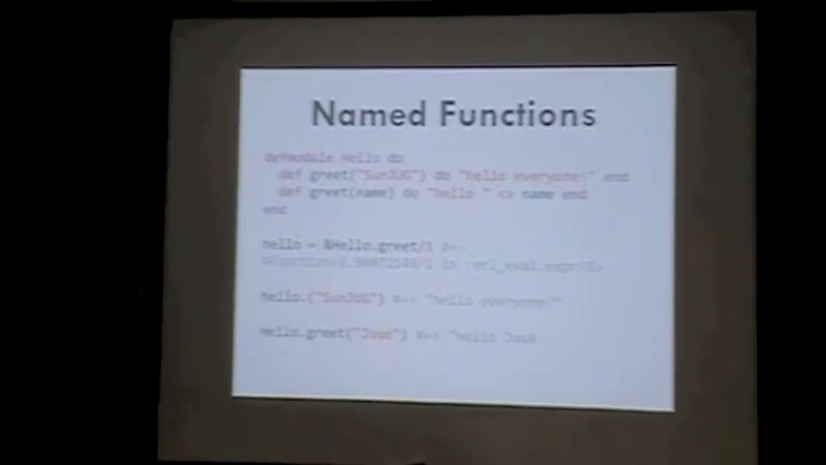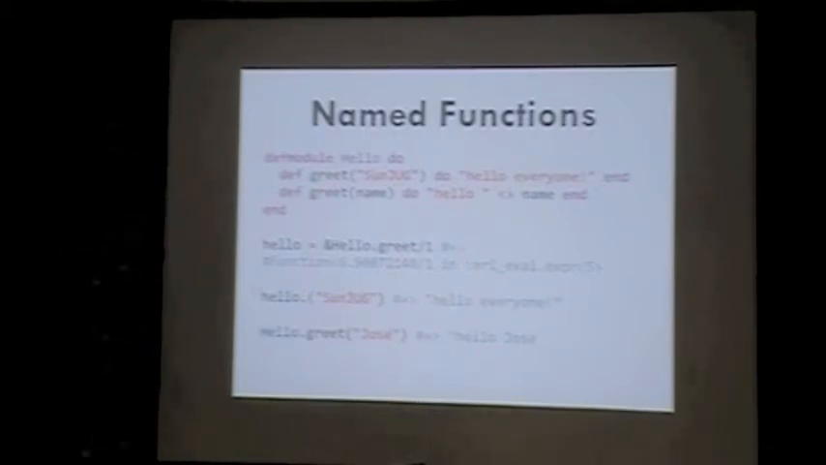So in this example, this is an example of a module called hello, which defines one function. It's one function with two clauses. And the function is named greet, and it takes one argument. So you can see here, there's two different clauses. So if somebody happens to pass in a certain value, we return a certain string. Otherwise, if it's some value we don't recognize, we just greet that name.